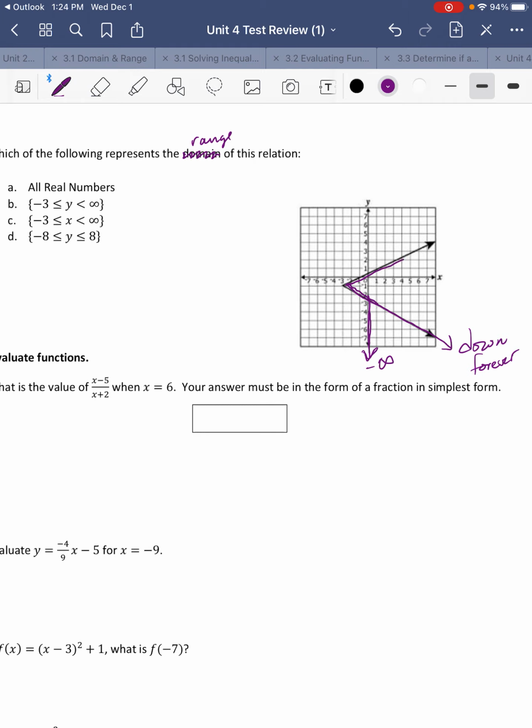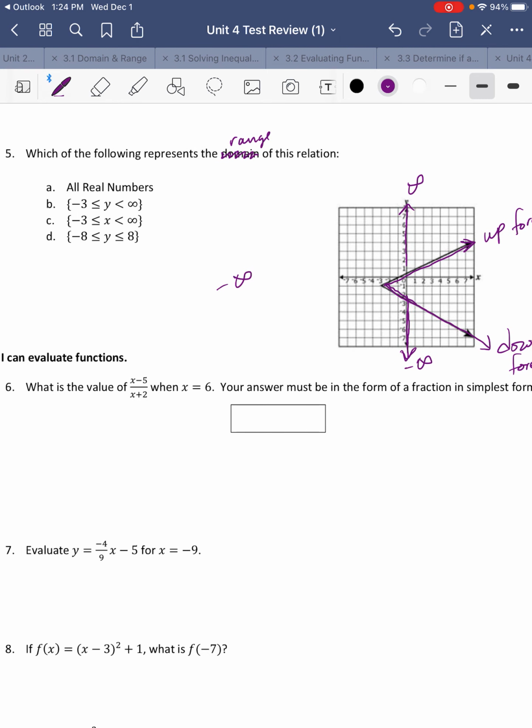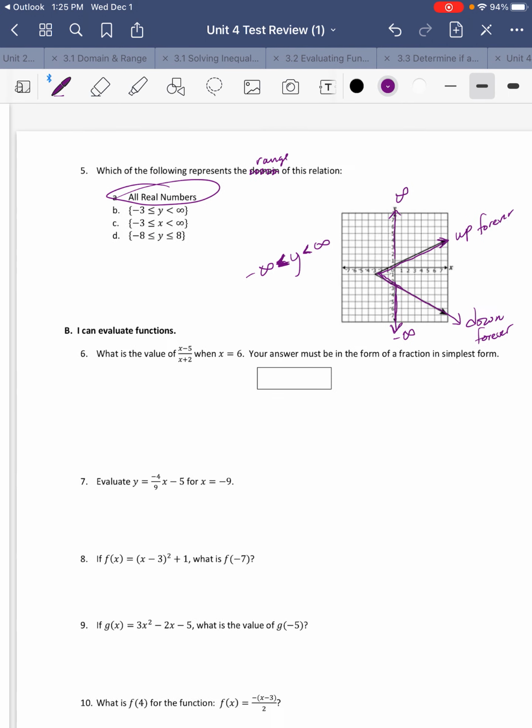How high will the graph go? It'll keep going up forever, up to positive infinity. So negative infinity, the y value, to positive infinity, never equal to negative infinity or infinity. Those are just thoughts. That's not an actual number, so it can't equal it. So no equals there. And that is all real numbers.